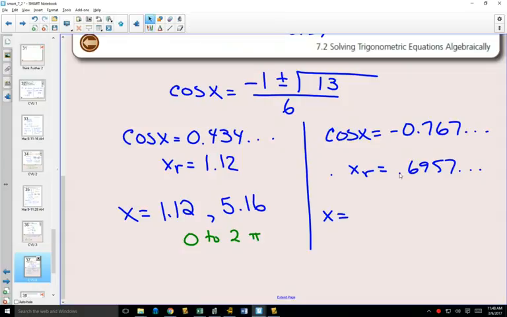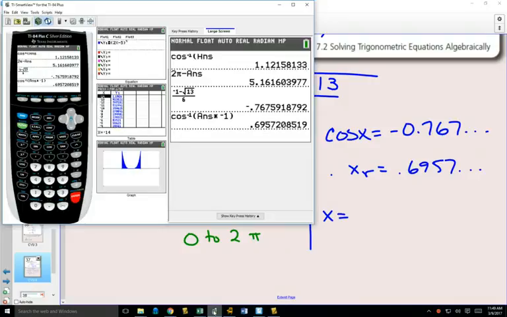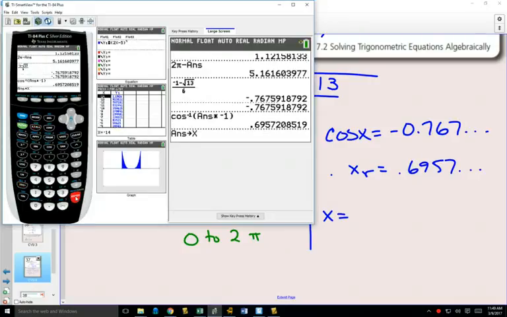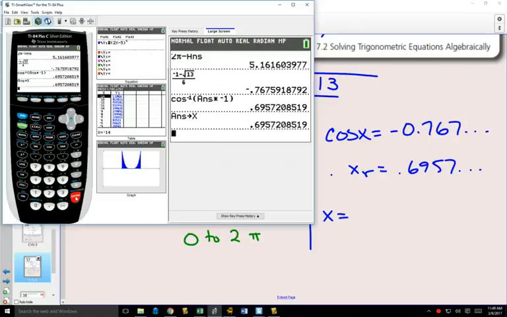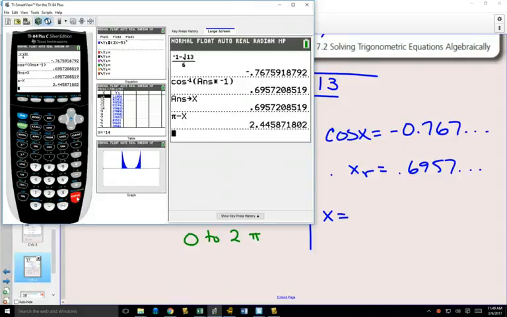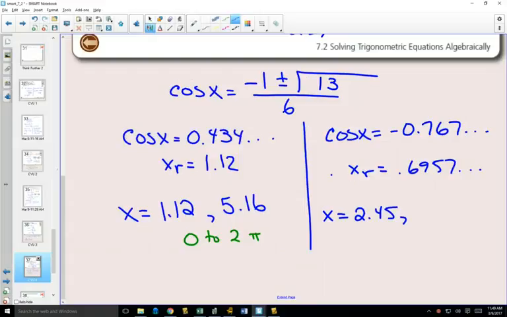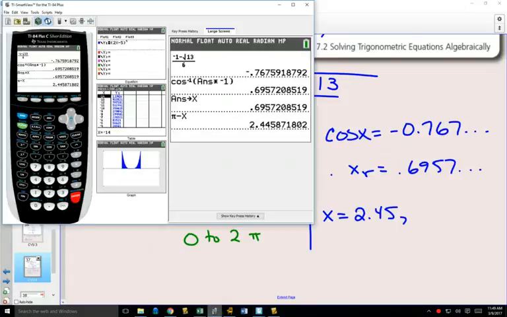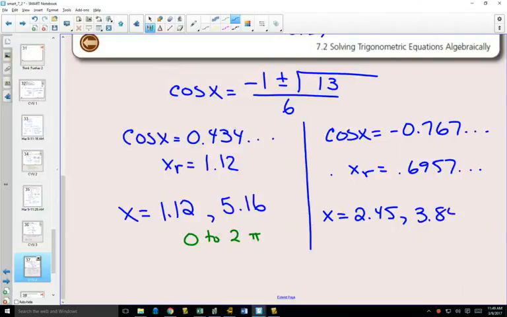So from 0 to 2 pi, if that's my reference angle, I'm going to store that as x so that I can use that reference angle over and over again. Where is cos negative? Cos is negative in quadrant 2. Quadrant 2 would be pi minus my reference angle, 2.45. And cos is also negative in quadrant 3, which would be pi plus my reference angle, 3.84. And again, these are our answers from 0 to 2 pi.